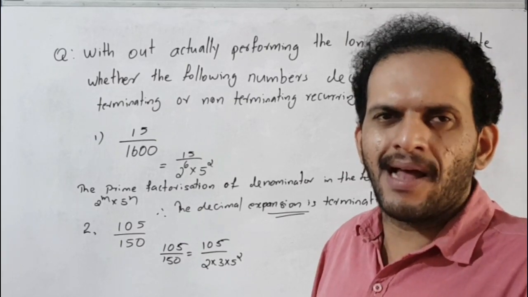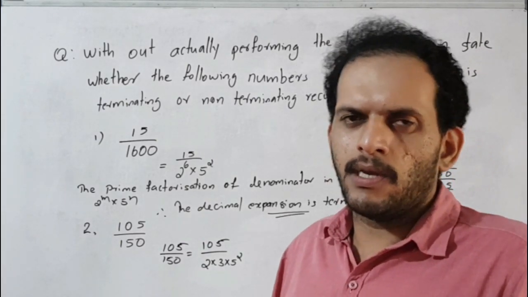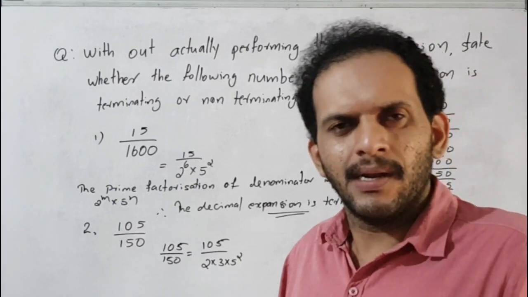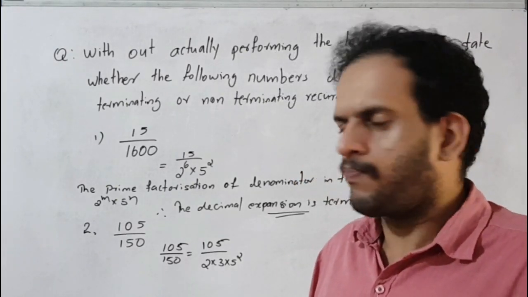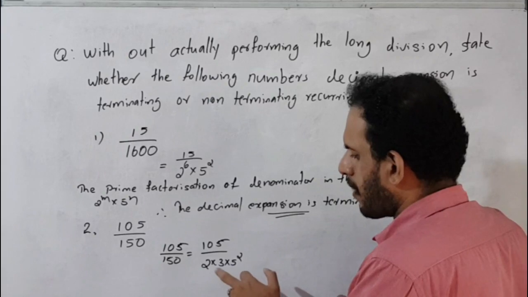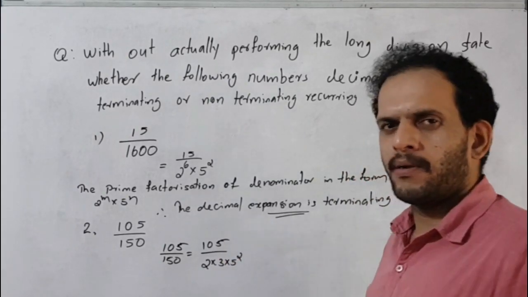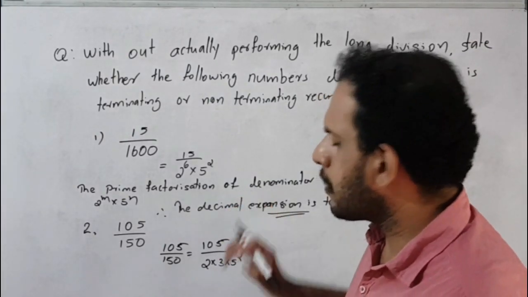If the denominator contains any other prime number, it is not possible to say it is a terminating decimal expansion. Correct? So, if you get one extra prime number in the denominator, you just factorize the numerator also.